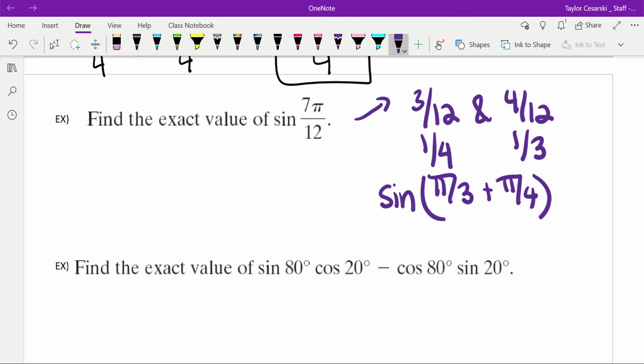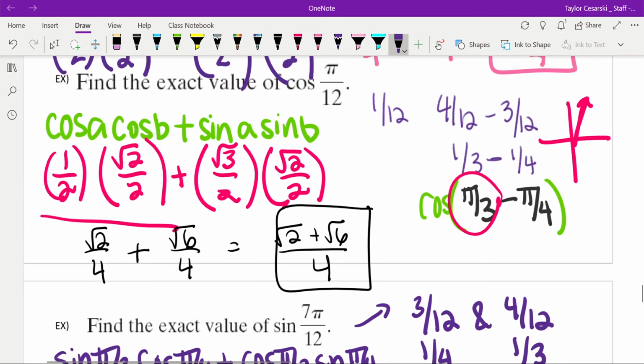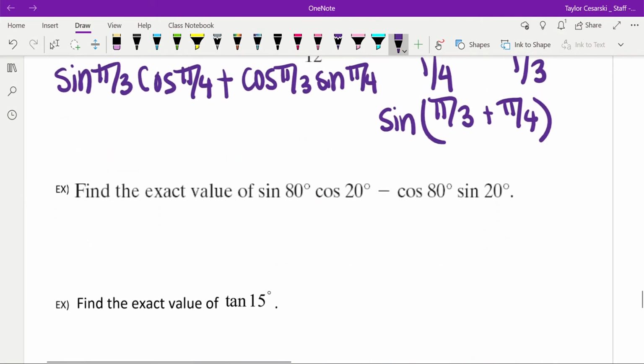So sine being added, okay, so therefore my formula for that is going to be sine of pi over 3, cosine of pi over 4, plus, okay, so notice sine when you're adding, there's an adding in the middle, and cosine when you're adding, there's subtracting in the middle. A little bit confusing there. All right, plus cosine of pi over 3, sine of pi over 4. All right, so sine of pi over 3, go back up here. Sine of pi over 3 is square root of 3 over 2.